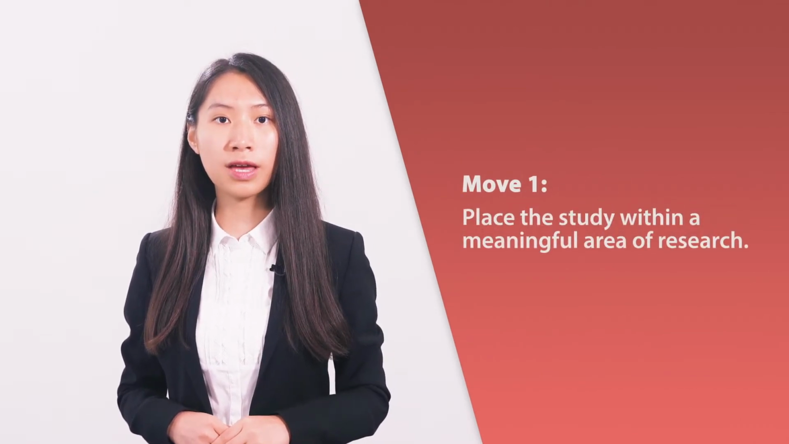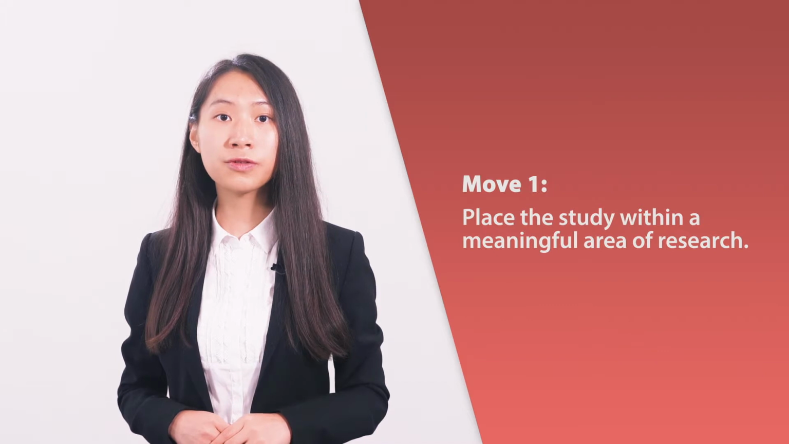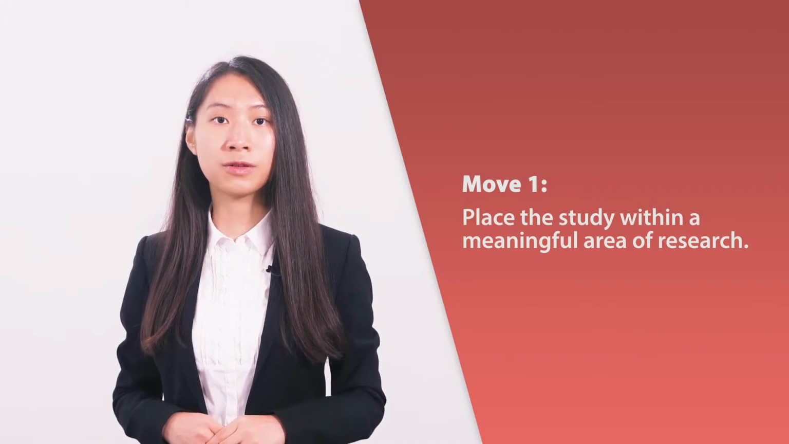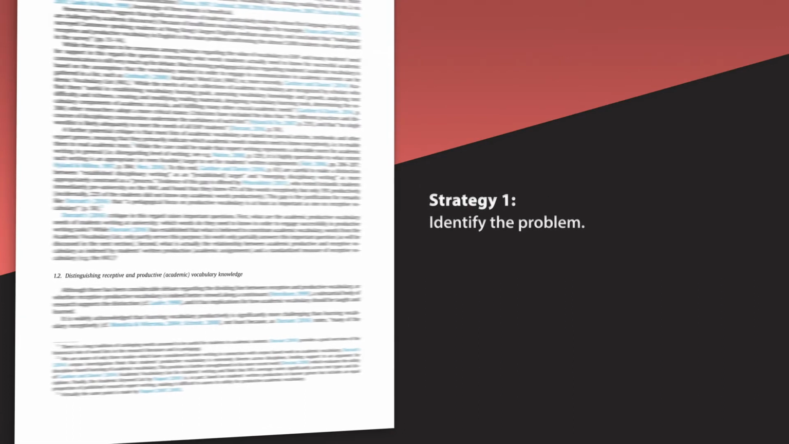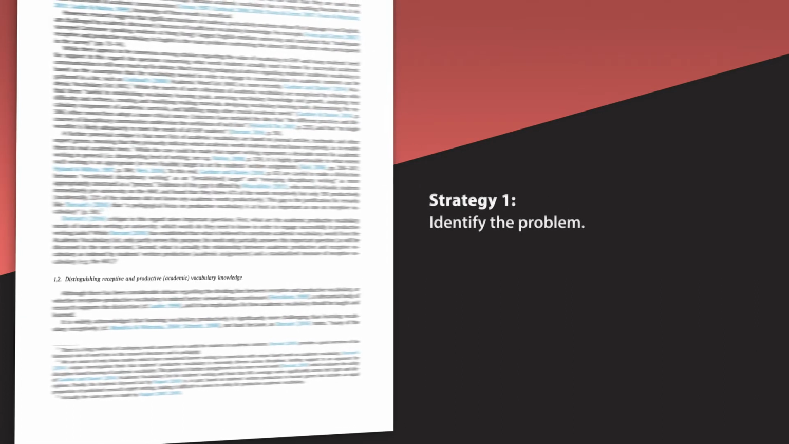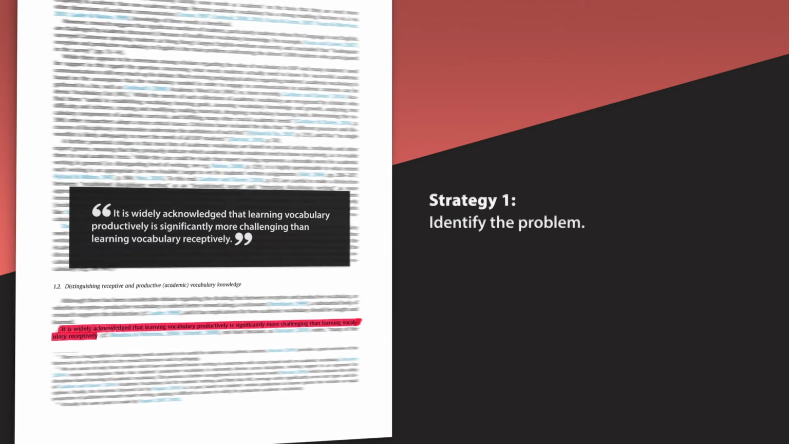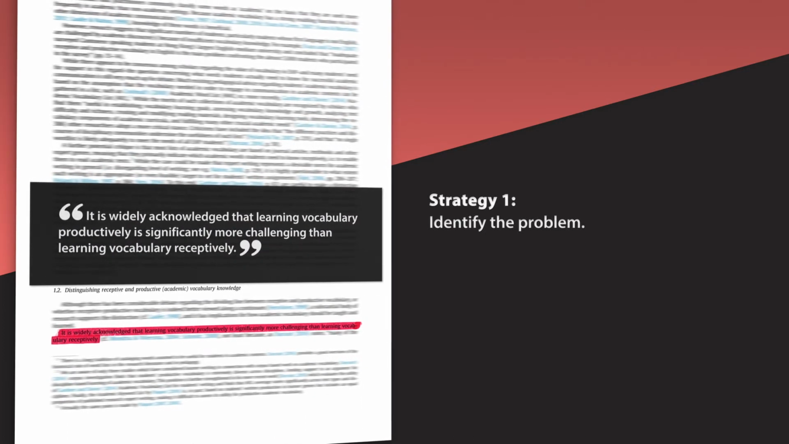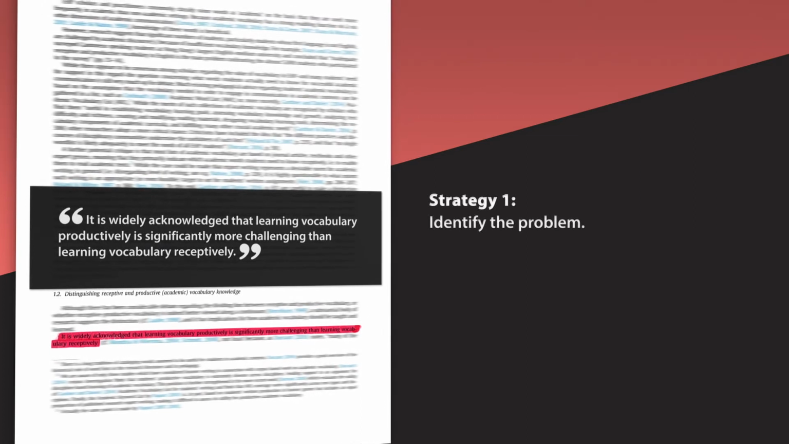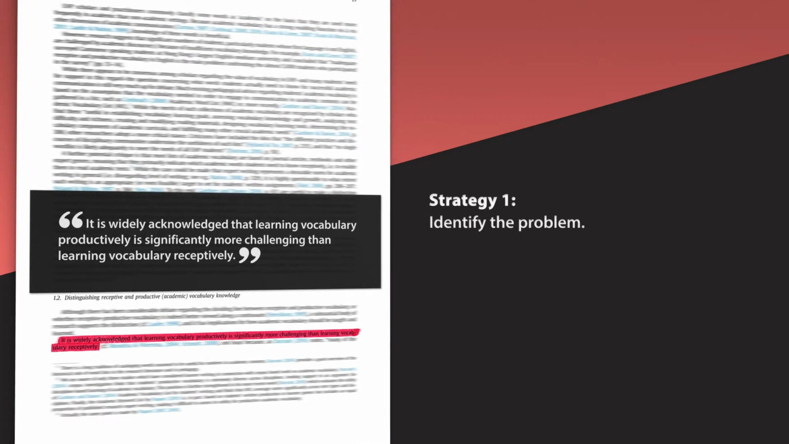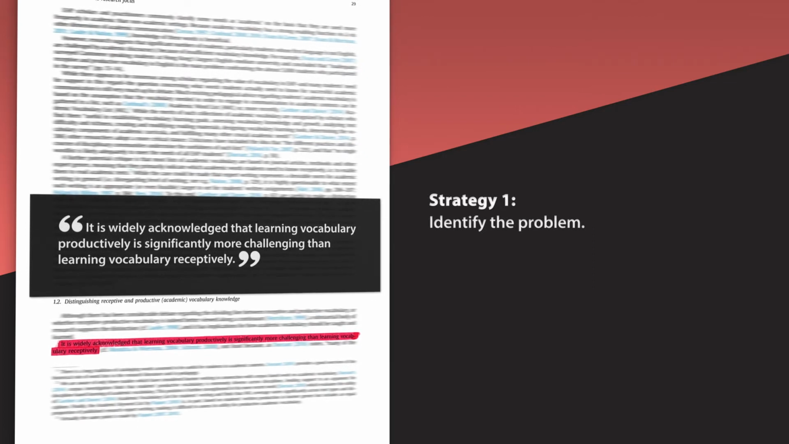The first move is to place the study within a meaningful area of research. Here are two strategies our article uses to do this. It identifies the problem of learning to use academic vocabulary as difficult, so we can see that it's important to know how to help students with it. It is widely acknowledged that learning vocabulary productively is significantly more challenging than learning vocabulary receptively.